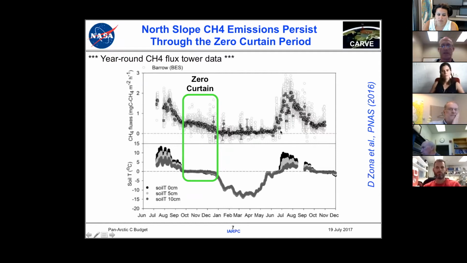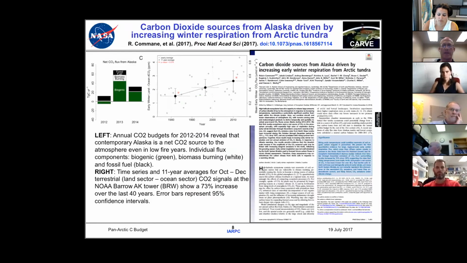So this is observed also for carbon dioxide and respiration. And in a paper that came out just this spring with Roisin Commane as the lead author, we looked at several years of budgets for Alaska. And you can see that even in a year where there's significant net uptake of carbon dioxide by Alaskan ecosystems, it's still counterbalanced by the fossil fuel emissions. And in 2 of the 3 years, we had significant net emissions before taking into account fire or the fossil fuel emissions.